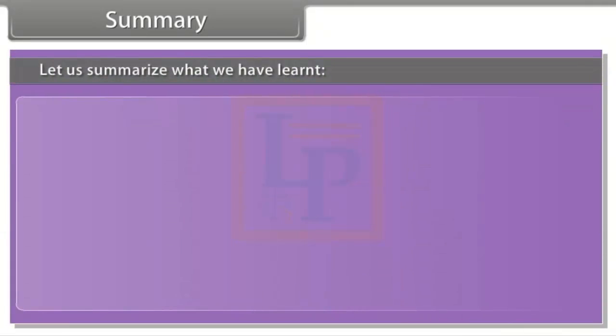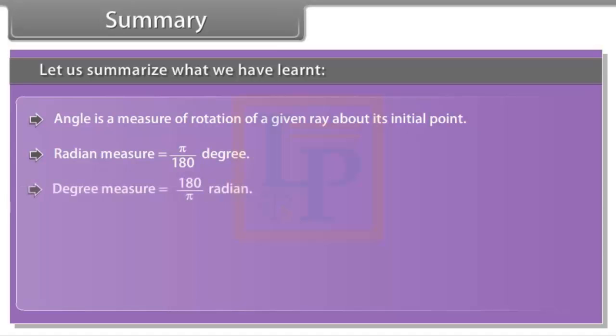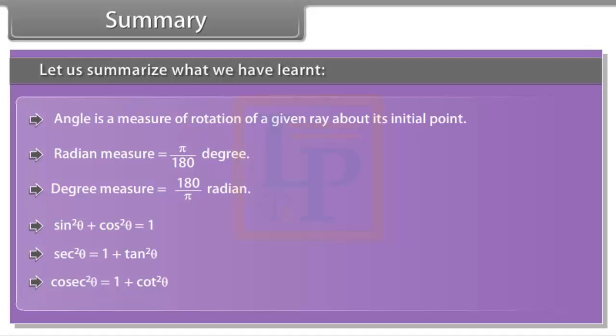Summary. Let us summarize what we have learnt. Angle is a measure of rotation of a given ray about its initial point. Radian measure is equal to pi by 180 times degree measure. Degree measure is equal to 180 by pi times radian measure. Sine square theta plus cos square theta is equal to 1. Sec square theta is equal to 1 plus tan square theta. Cosec square theta is equal to 1 plus cot square theta.